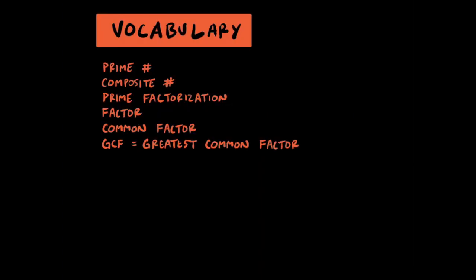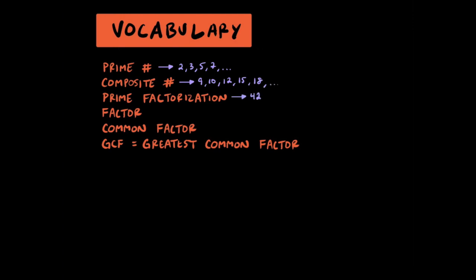Let's go over some key vocabulary words you'll need to know to follow along in this lesson. Let's start with prime numbers. Remember, prime numbers have exactly two factors. Some of the most common prime numbers you'll see are 2, 3, 5, and 7. What about composite numbers? Well, composite numbers are numbers that can be broken down into prime numbers. Some examples of composite numbers are 9, 10, 12, 15, and 18.